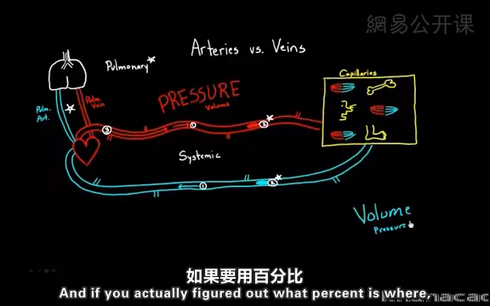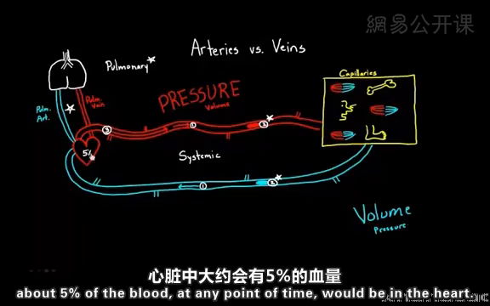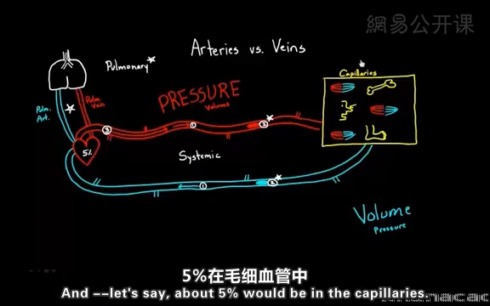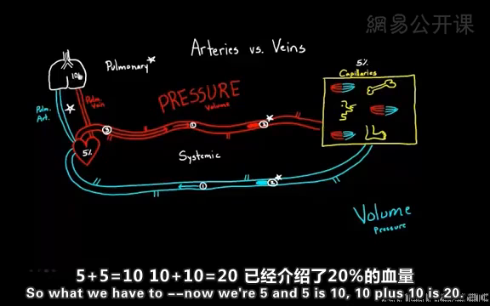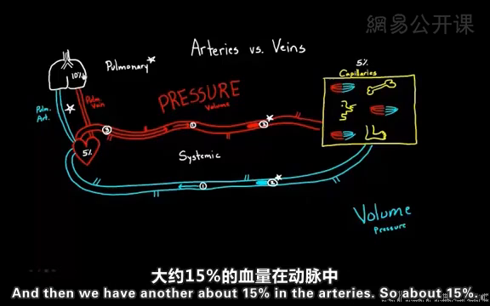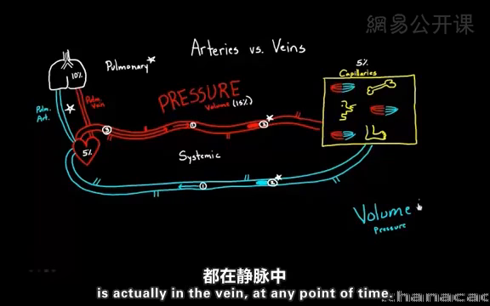And if you actually figured out what percent is where in terms of the amount of blood, about 5% of the blood at any point in time would be in the heart. And let's say about 5% would be in the capillaries. And then about 10% or so would be in the lungs. So what are we up to now? We're at 5 and 5 is 10. 10 plus 10 is 20. And then we have another about 15% in the arteries. So that's actually not too much blood. And so the remaining 65% of the blood is actually in the veins at any point in time.